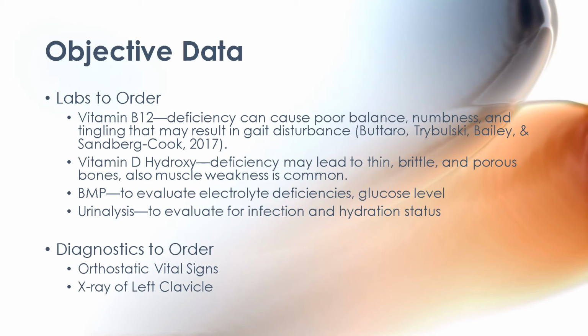Vitamin B12 deficiency can cause poor balance, numbness, and tingling that may result in gait disturbance. A vitamin D hydroxy should also be obtained because deficiency may lead to thin, brittle, and porous bones, and also muscle weakness is common with vitamin D deficiency.